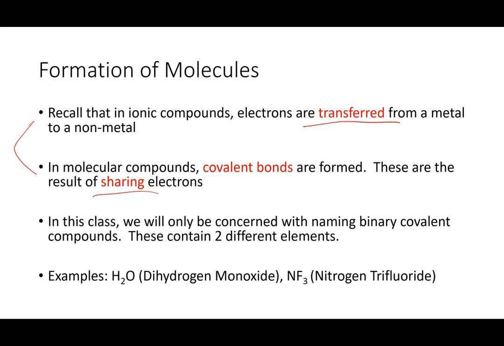In this class, we will only be concerned with naming binary covalent compounds. These contain two different elements. Okay, so binary means two. Examples of this would be dihydrogen monoxide, because it contains two elements, hydrogen and oxygen, and nitrogen trifluoride, which only contains nitrogen and fluorine.